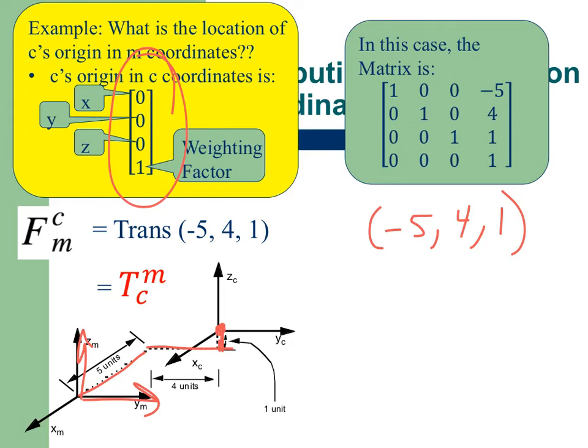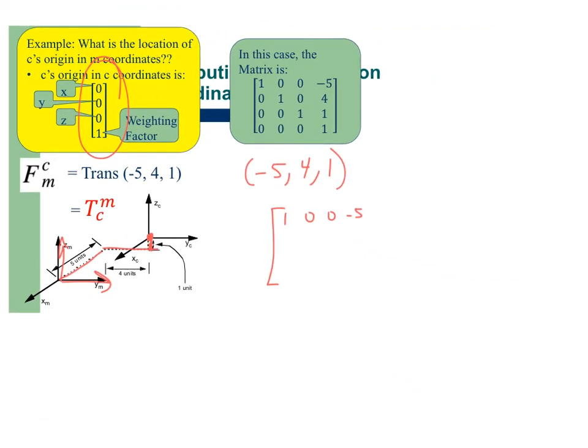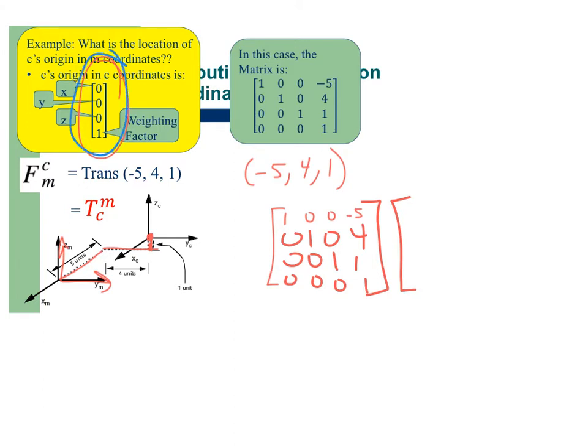And now let me show you, if I take this matrix that I've got above, so I have 1, 0, 0, -5. Let me shrink this whole screen a bit. Is this going to work? Yes. Okay, so I have 1, 0, 0, -5, 0, 1, 0, 4, 0, 0, 1, 1, and 0, 0, 0, 1. And I multiply that by this point that I have here, my point in C coordinates. So that's 0, 0, 0, 1.